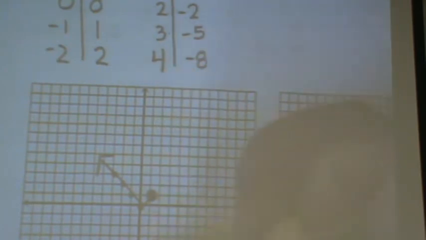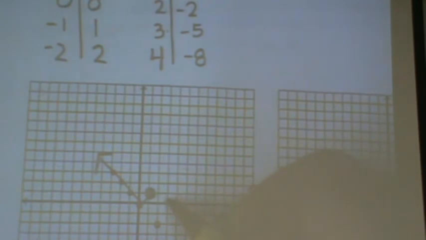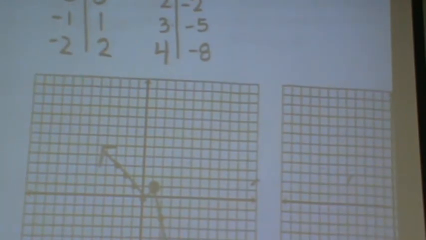I'm sorry, it didn't go down. There's 2, -2. Then 3, 1, 2, 3, 4, 5. And the slope is -3, if you haven't figured that out. And there's your graph.